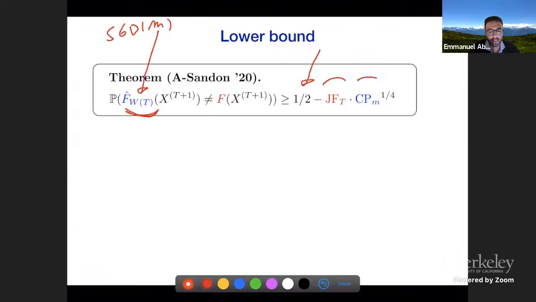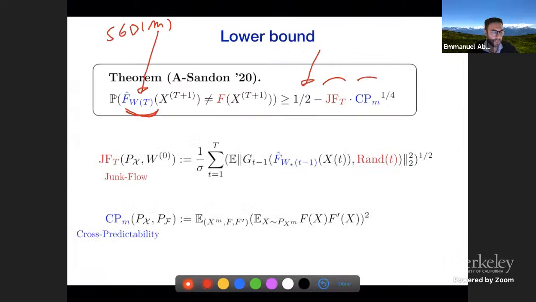The JF is the jump flow and CP is the cross predictability, and they are defined like this. So the jump flow is going to be the power series of the expected gradient norm when you go through your time steps, divided by 1 over sigma, which remember is the noise precision, the noise variance or standard deviation. And then let me first cover both, and then I'll get back to the jump flow. The cross predictability is some sort of average notion of statistical dimension. It's the correlation you get between two functions that are sampled from your class. When you take the measure in the correlation, you take the empirical distribution of your mini batch.